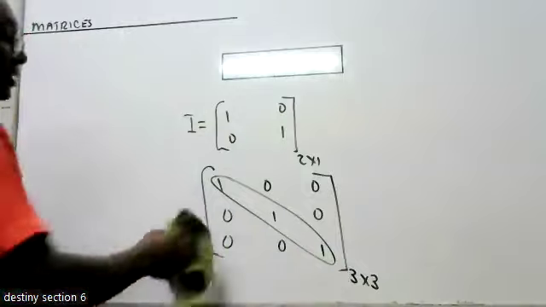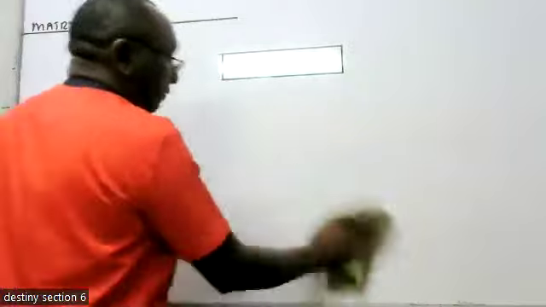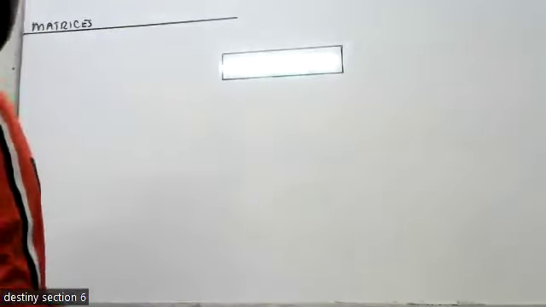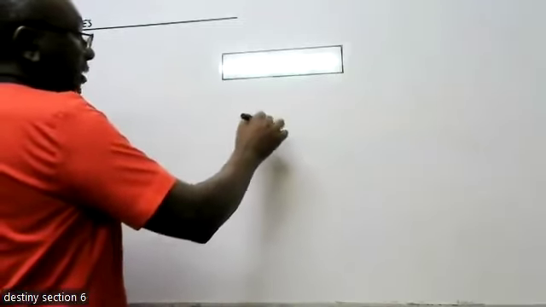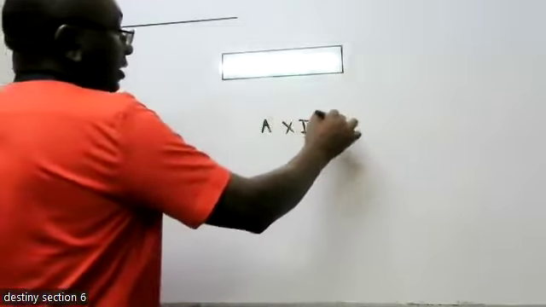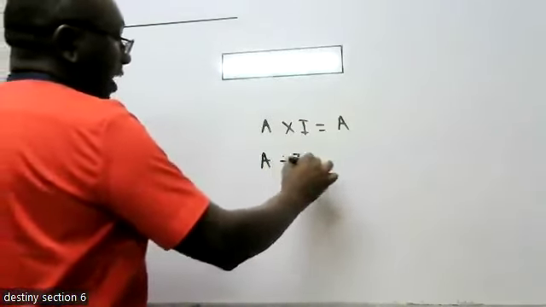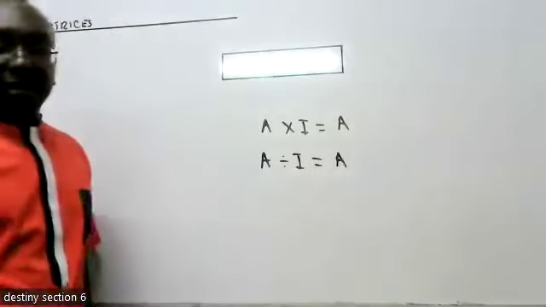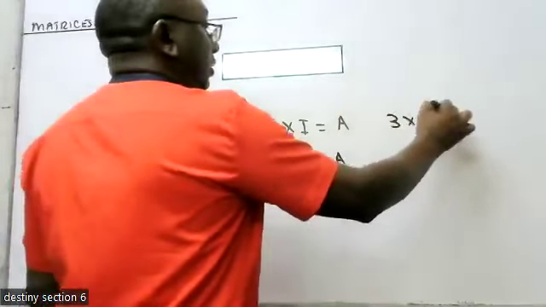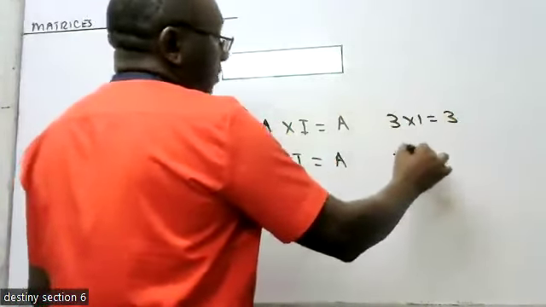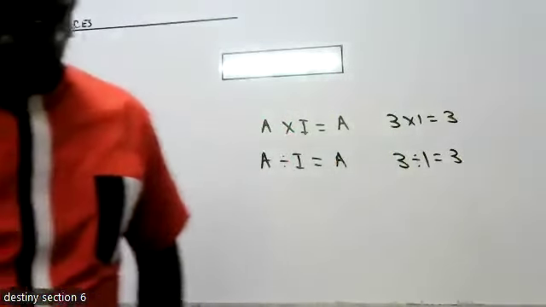And the identity matrix, as you can see in your notes, is used to multiply other values or other matrices, such that matrix A multiplied by the identity is that matrix. And matrix A divided by the identity is just that matrix. Just like, for example, if you have 3 times 1, it is 3. If you have 3 divided by 1, it is just 3. So that is what we call the identity matrix.